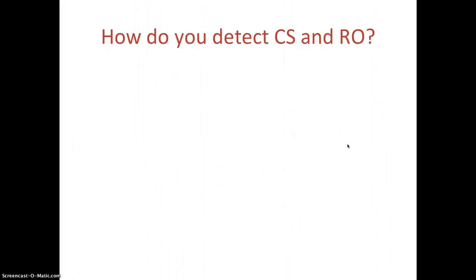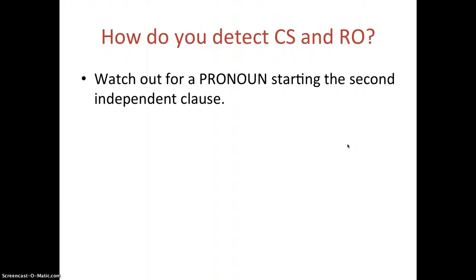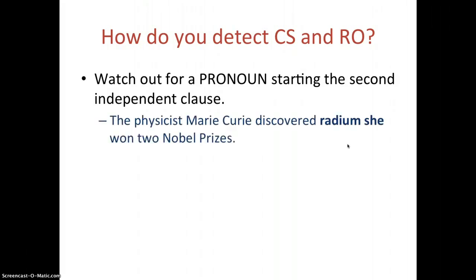So when you are looking at your own essays, how do you detect if you have a CS or a run-on? I'm just going to show you a few different ways. There are more, but I'm going to show you a few common ways. First, when you're looking at your sentences, see if you notice any pronouns that are starting the second independent clause. That might be a hint that you have a comma splice or run-on.